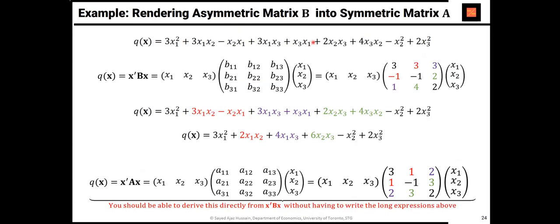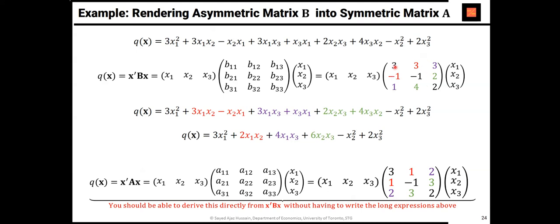Just to make sure that we get this, let's do an example. So you have a 3 variable example. See, there's x1s, x2s, x3s. A bunch of x terms, cross terms, squares, all this stuff. If I left it as it is and wrote it in this form, notice how the B matrix is not symmetric.